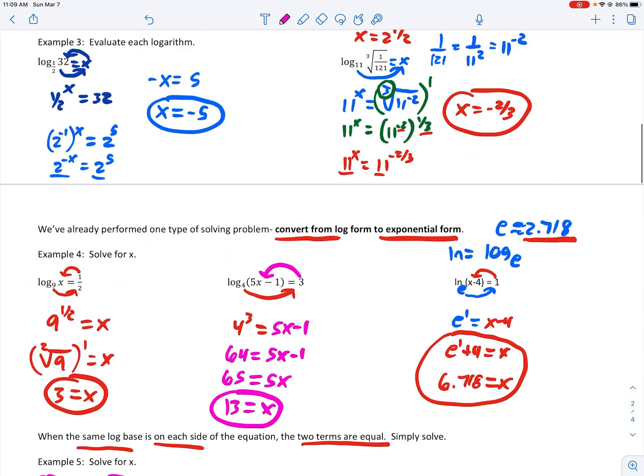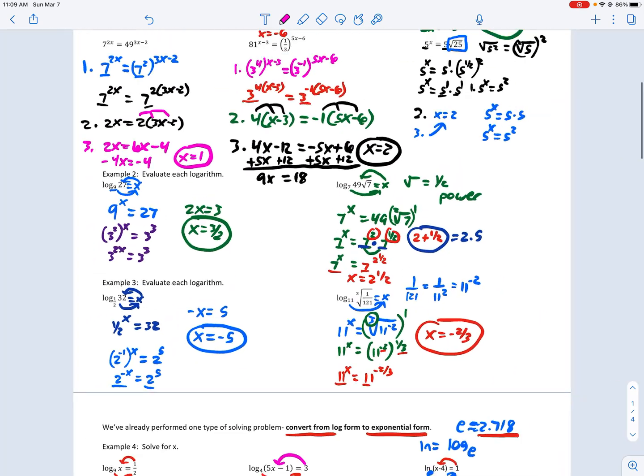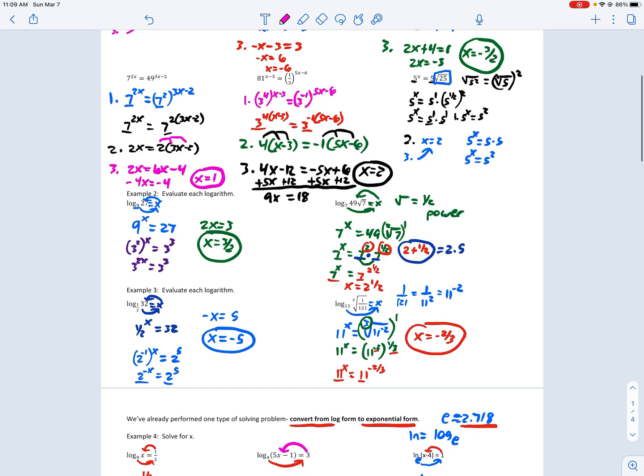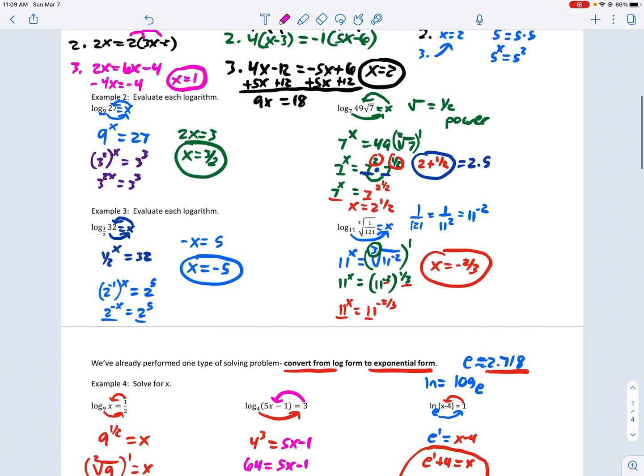And then on the front side, right, all of those we were getting to have the same base. Then we could drop the bases and then solve. Example 2 and 3, those 4 examples, all of them single log. So we put it into exponential form, and that's how we solved.